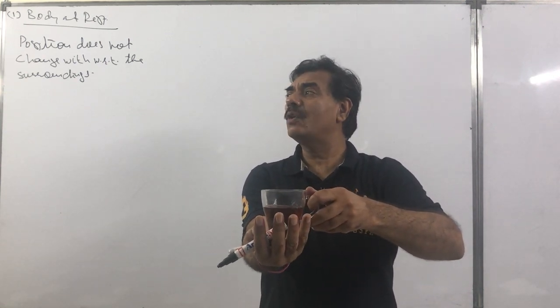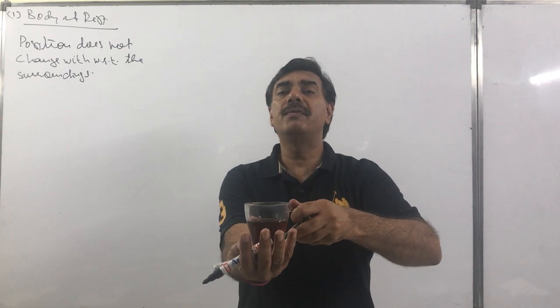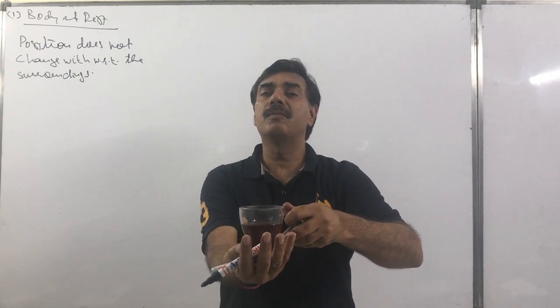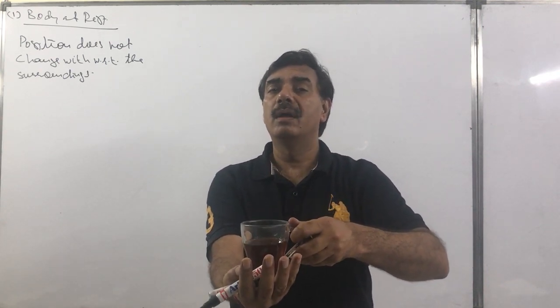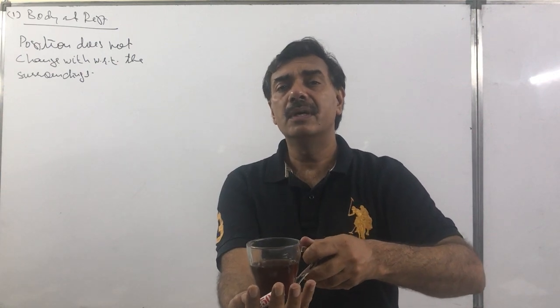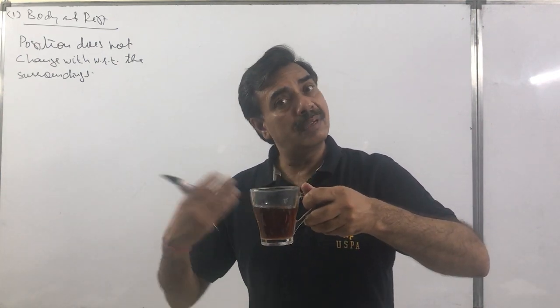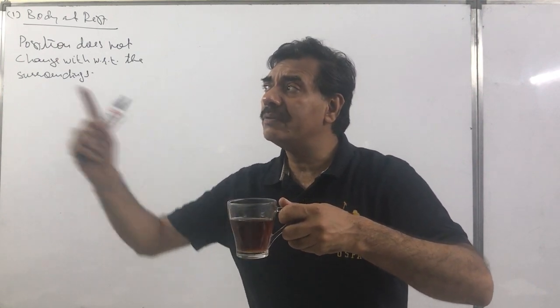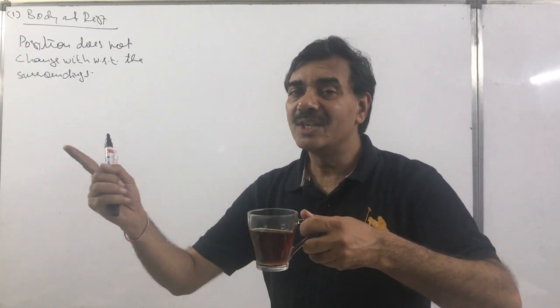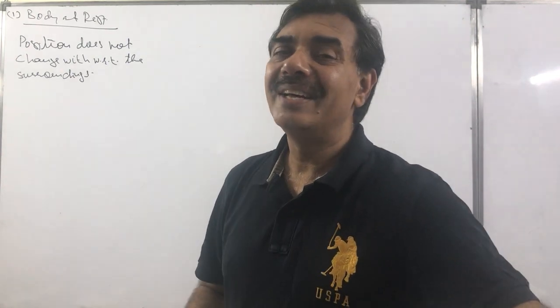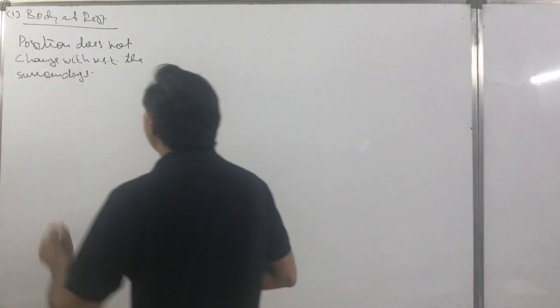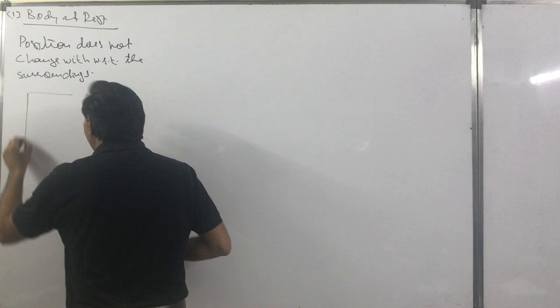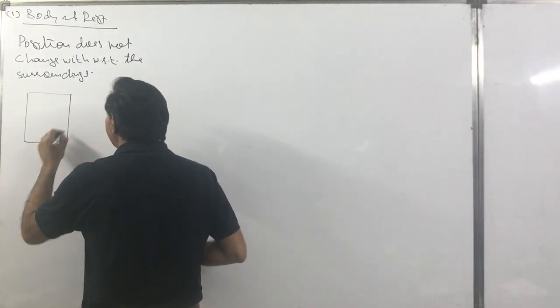At t is equal to 0, when we first observed it, it is at a distance of 3 meters from the wall. After some time we observed, it is again at 3 meters. After some time again, it is again at 3 meters. Its position is not changing with respect to this wall. The wall has been taken to be a reference. So its graphical representation is going to be something like this.